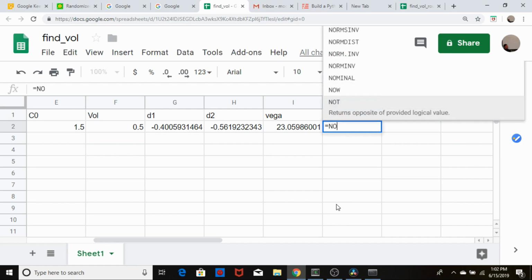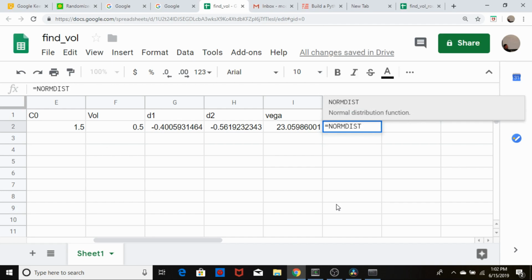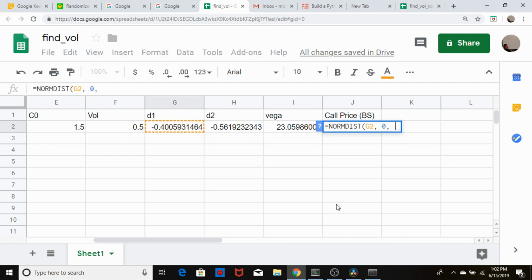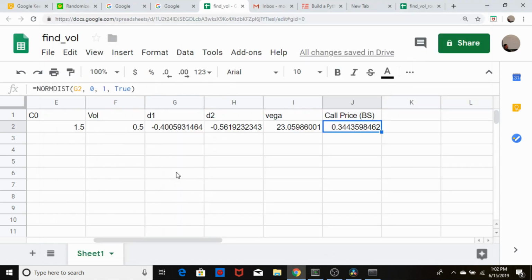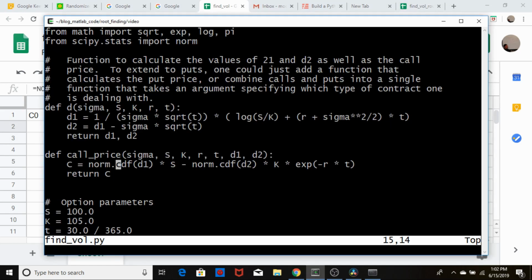So it's norm dist. D1 is here. 0 mean, 1 standard deviation, and this is now true for the cumulative. Let's just make sure that actually computes a number. Good, it does. So we need to go here now. Now it's times, where am I? Here we are. Times the stock price. So times A2. And minus the norm of D2.